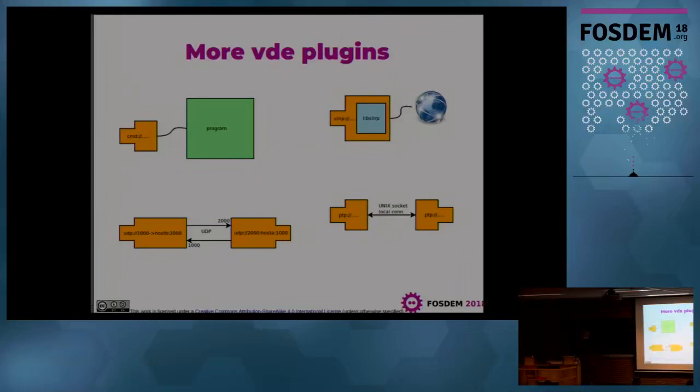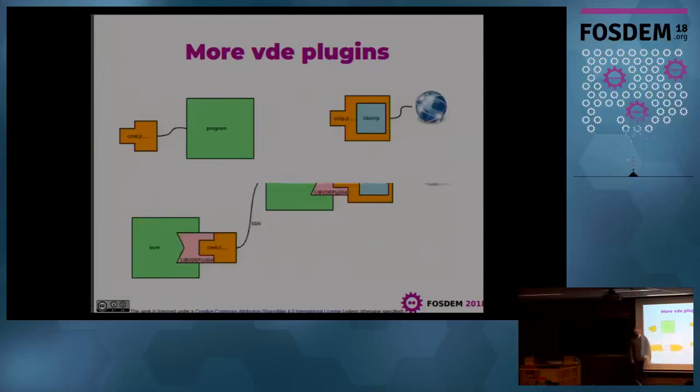We have many more plugins. You have a plugin that gives the input to a program. We have a plugin that runs SLIRP. SLIRP is an emulator of networks. So using SLIRP, you are connected to the internet, but all the network traffic coming from the virtual world appears to the world as if it were generated by this process. So you can connect your virtual network to the internet as clients without any root access.